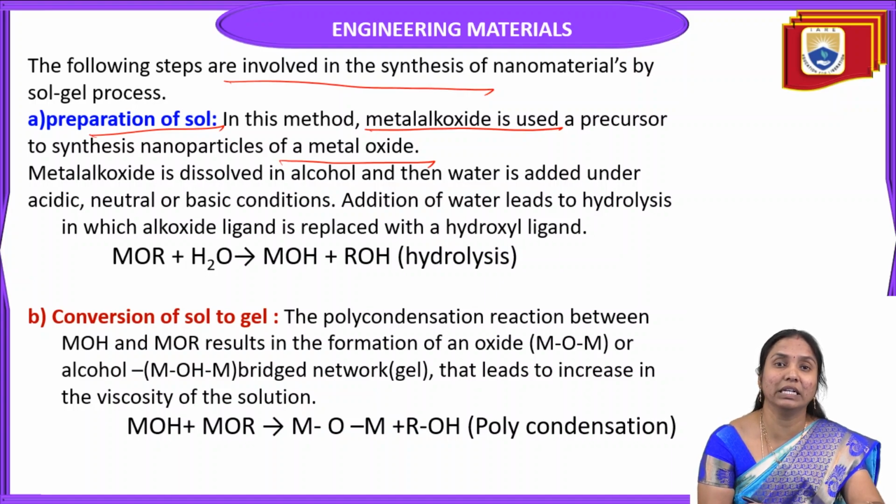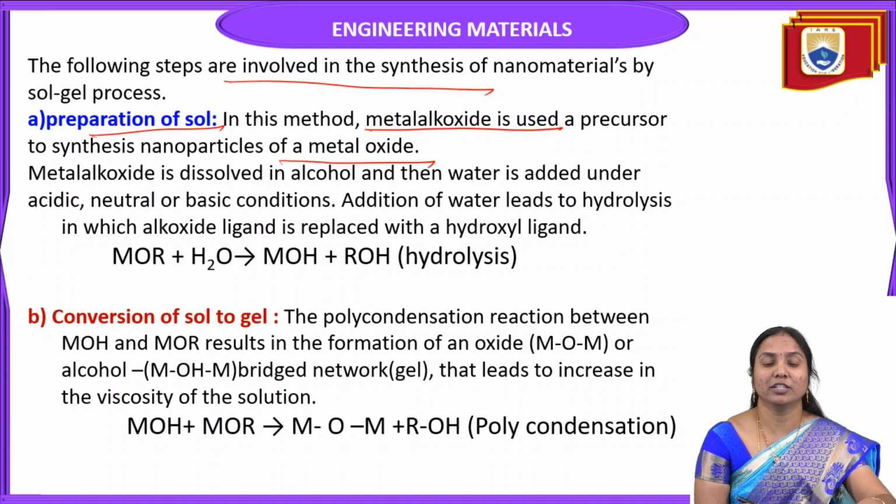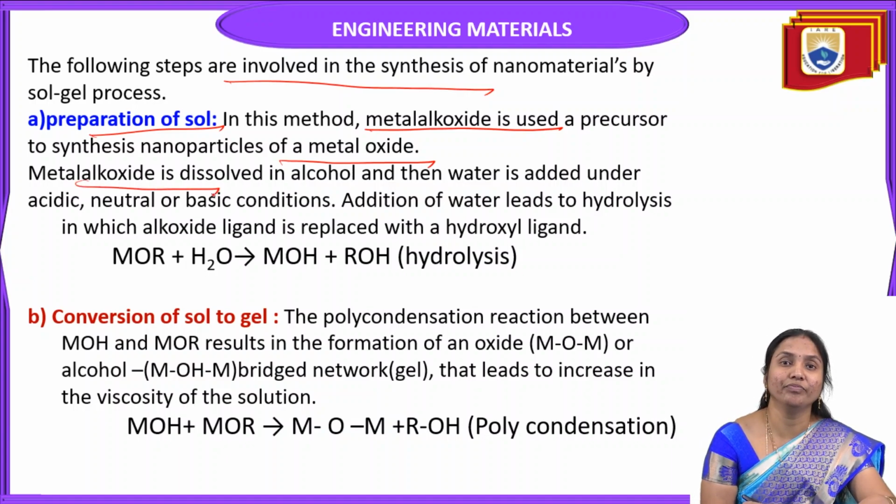So how can we synthesize these metal oxide nanomaterials? The first step is preparation of sol. Metal alkoxide, which acts as a precursor, is first dissolved in alcohol, and then water is added under acidic, basic or neutral conditions. The addition of water leads to hydrolysis. It follows two steps: hydrolysis and polycondensation reactions.